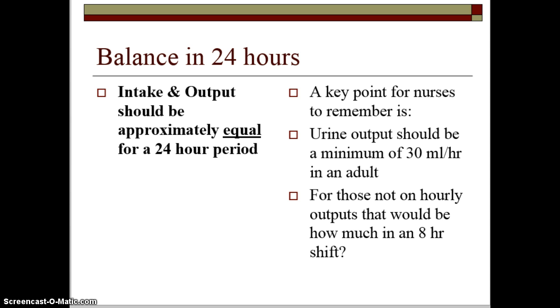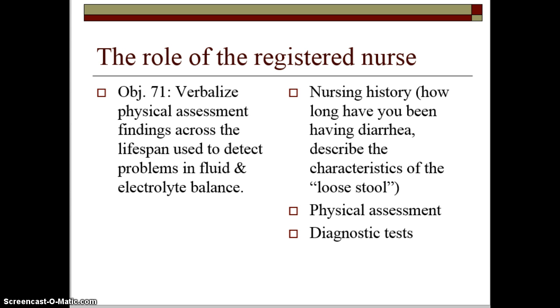As we look at urine output, remember that milliliters per hour minimum of 30 for an adult. Now that will be very different based on pediatric patients, so we just remember 30 mils an hour is the minimum urine output for an adult. And for those not on hourly outputs, usually we look at 8 or 12-hour shifts to measure the amount of output that they have had in that time period.